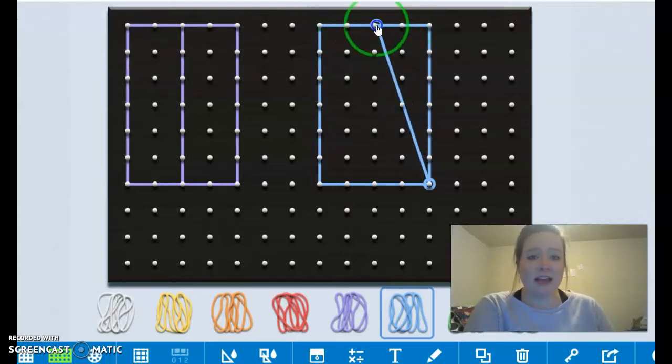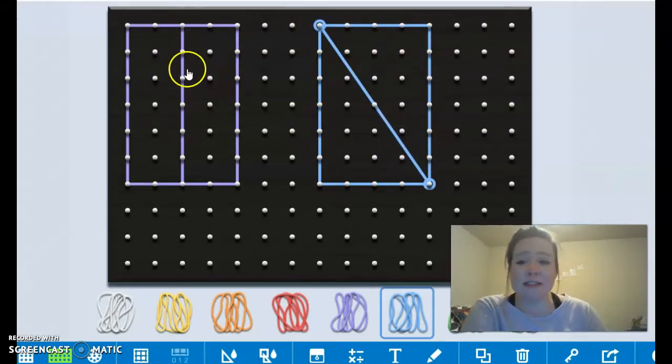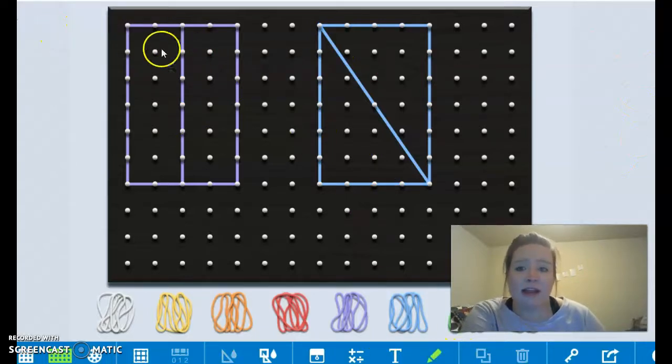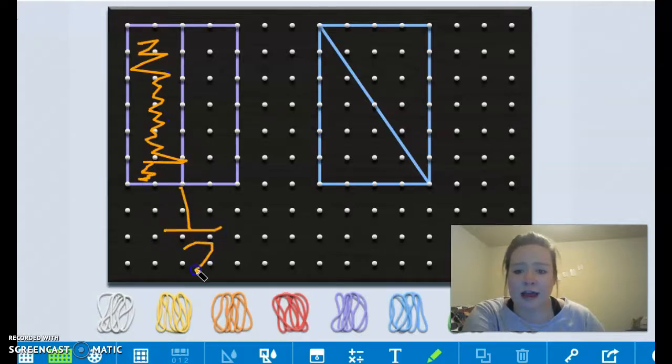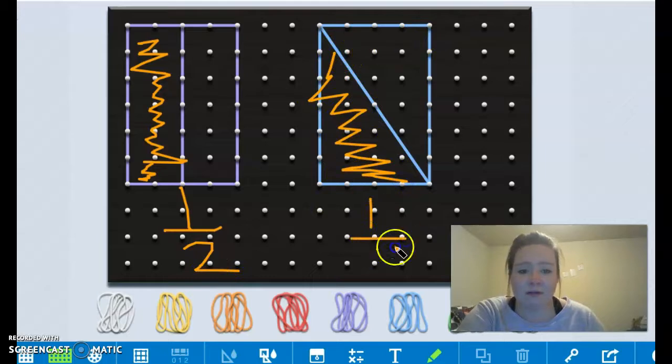Now, if I had done something like this, do I have 2 pieces? Yes, I have 2 pieces in this square, but these pieces are not equivalent, so that is not going to be an equivalent fraction or equivalent part of the piece. All right, so they have to be the same size. So here we go again. This side is 1/2. This side is 1/2. All right.